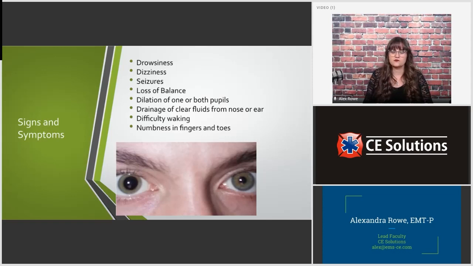More signs and symptoms. Ooh, this is a lovely picture of the unequal pupils there. I'll talk about that in a second. So drowsiness, dizziness, seizures even, loss of balance, dilation of one or both pupils. So, quick story here.